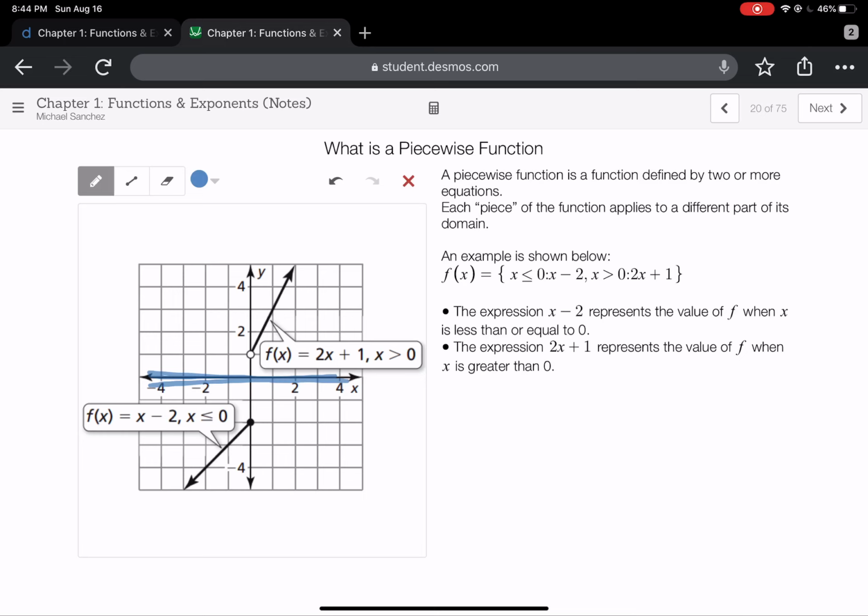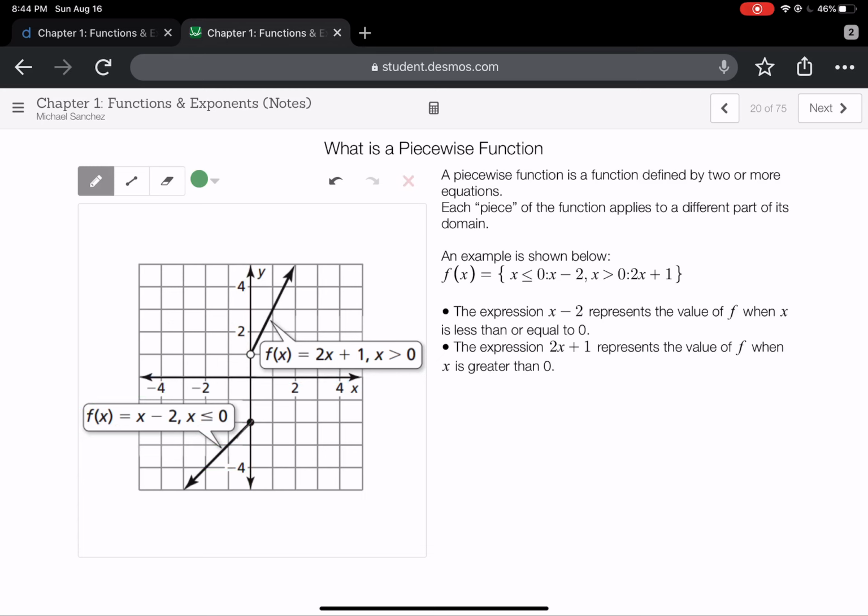So notice how on our first part where it's x minus 2, the x minus 2 only corresponds to the part left of the 0. So if we do this, the first function only corresponds to the left side of the graph. This is because it's only less than 0.